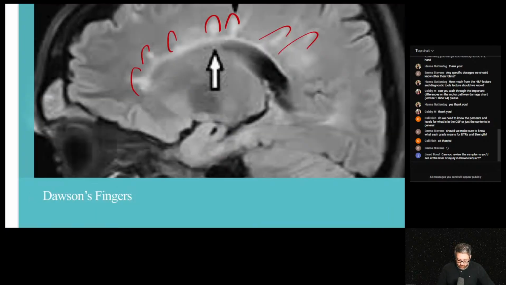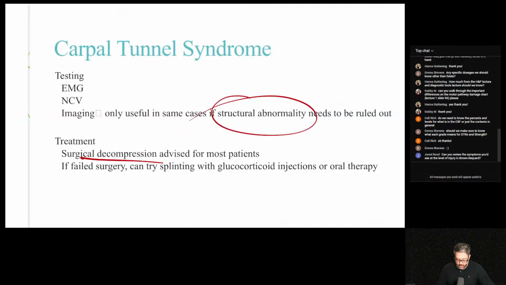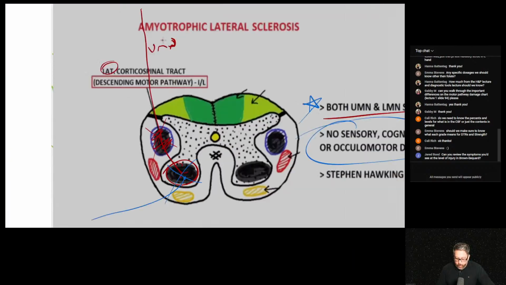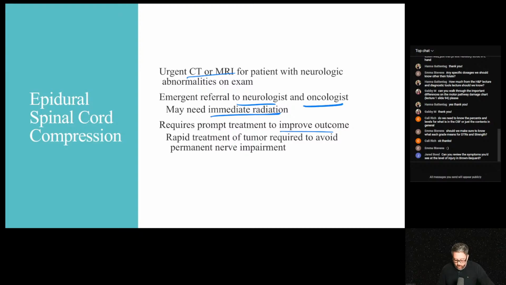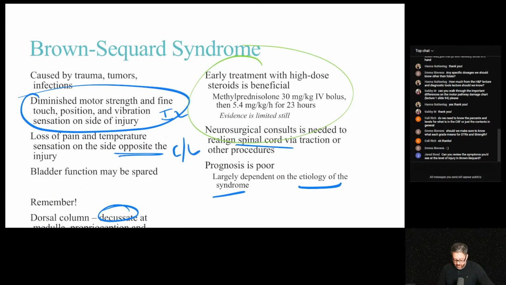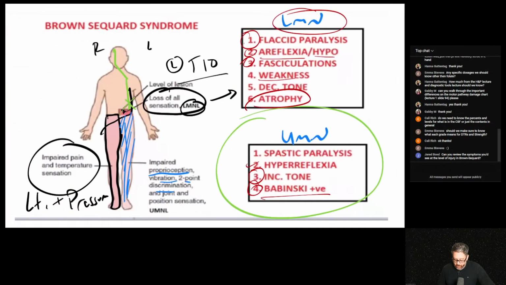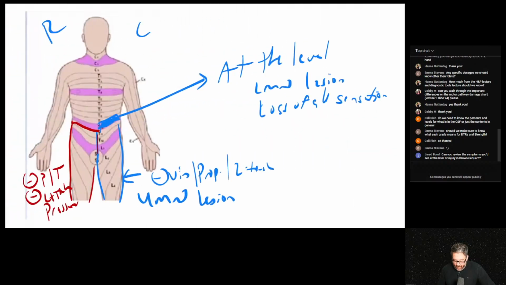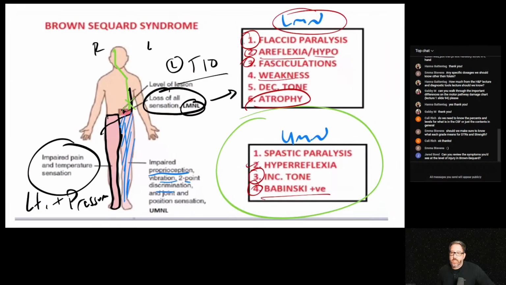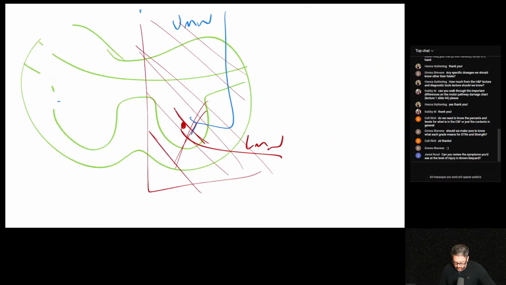Okay, Brown-Sequard again. You will get Brown-Sequard again in ortho, so don't worry about it so much right now. Just understand what it is. Okay, so at the level of the lesion is the next question. At the level.